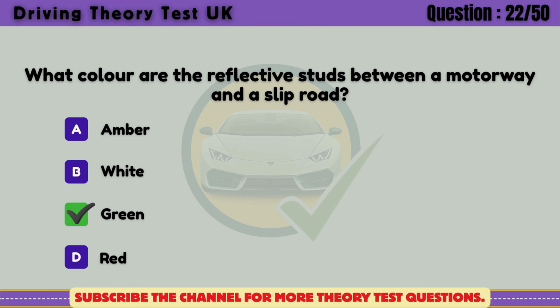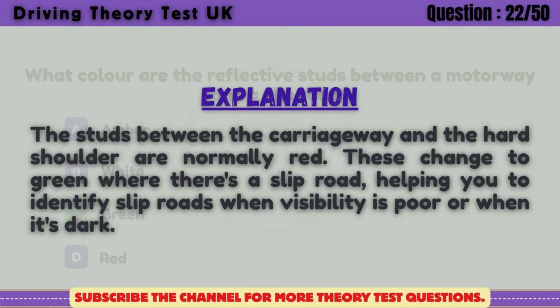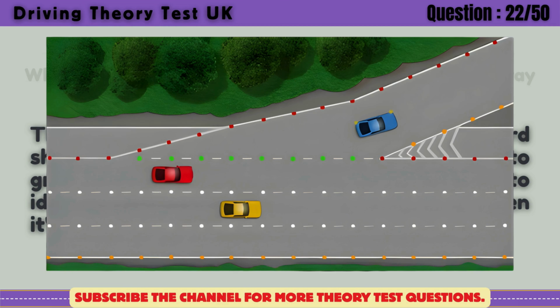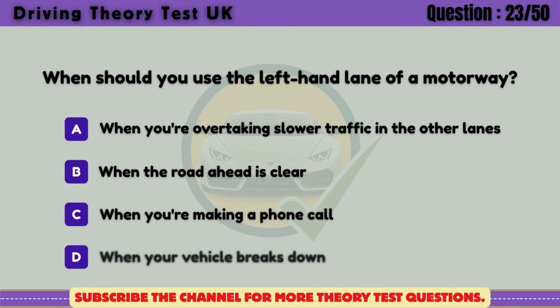Answer is C. Green. The studs between the carriageway and the hard shoulder are normally red. These change to green where there's a slip road, helping you to identify slip roads when visibility is poor or when it's dark.